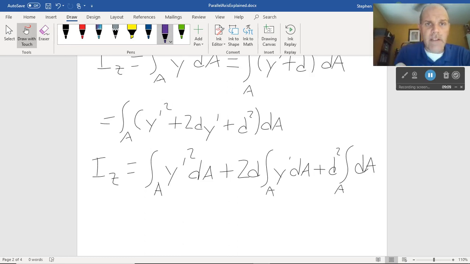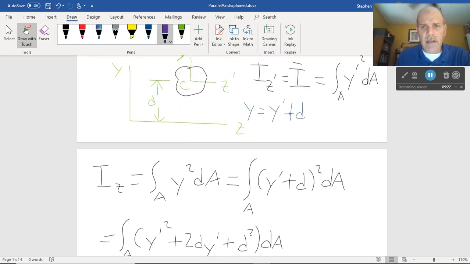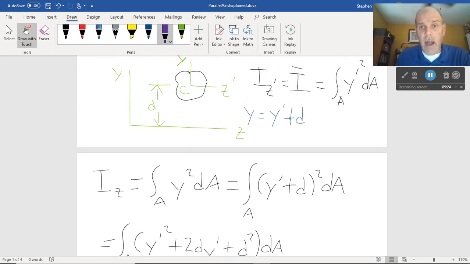And if you're in one of my classes, you've seen me take out the purple pen, and usually the purple pen means some stuff's about to go away, and this is no exception. Integral y prime squared dA. Hey, wait a minute, I've seen that one before. It's up here. It's Iz prime, or I bar, the moment of inertia about its own centroid.